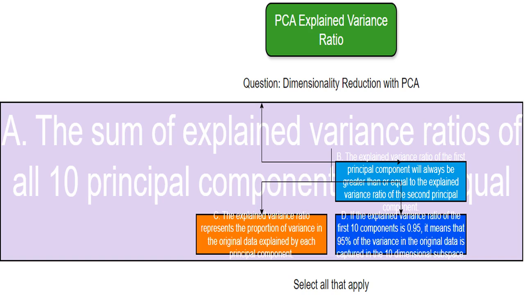PCA is greedy. It finds the direction, principal component, that captures the most variance first. The next component captures the next most, and so on. Therefore, the first component will always have the highest or equal explained variance ratio.